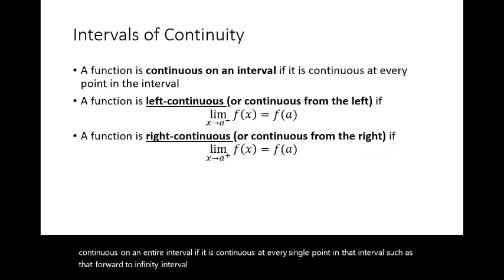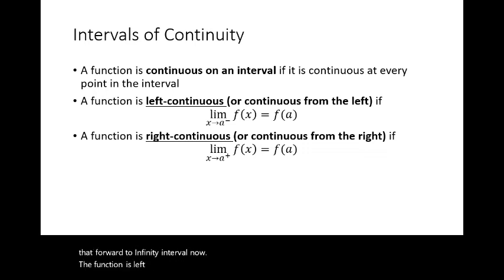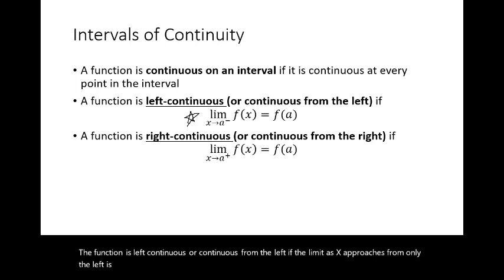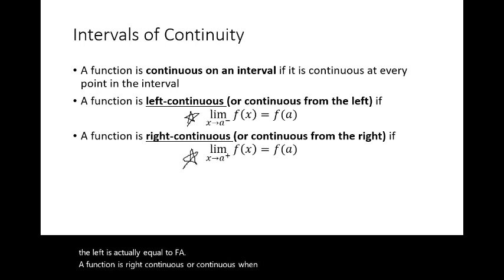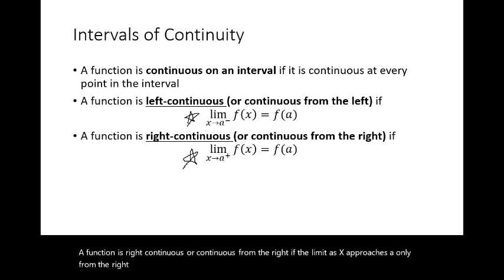Now, a function is left continuous or continuous from the left if the limit as x approaches a from only the left is actually equal to f of a. A function is right continuous or continuous from the right if the limit as x approaches a only from the right equals f of a.